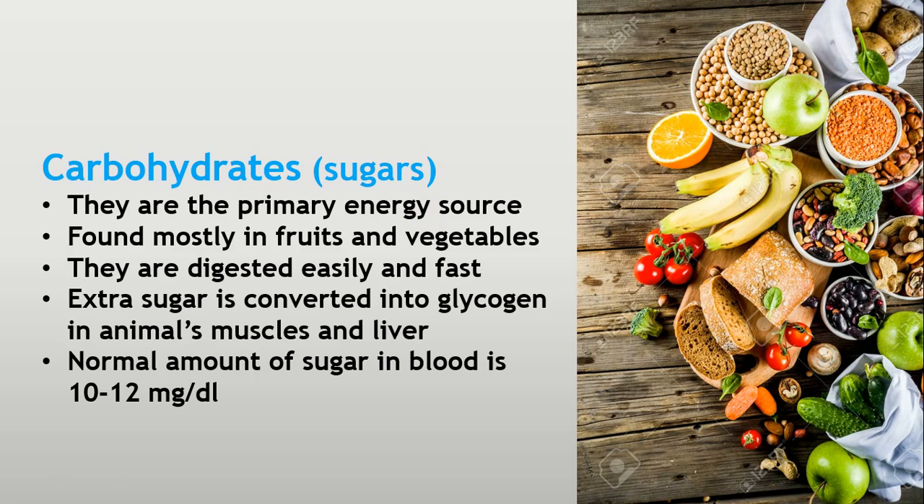Also, we have to know that the amount of sugar in the blood has a certain normal range. For example, 10 to 12 milligrams per deciliter in the blood is a normal amount of sugar. Less or more than this amount is a problem. You have to visit the doctor if you have less or more sugar.